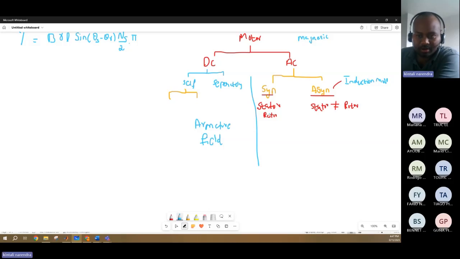So when I say brushless DC motor, just imagine it's an AC motor. That's it, because the principle of working is similar to an AC synchronous motor.